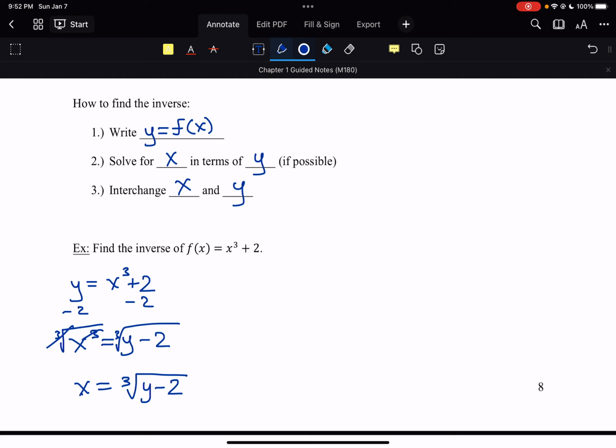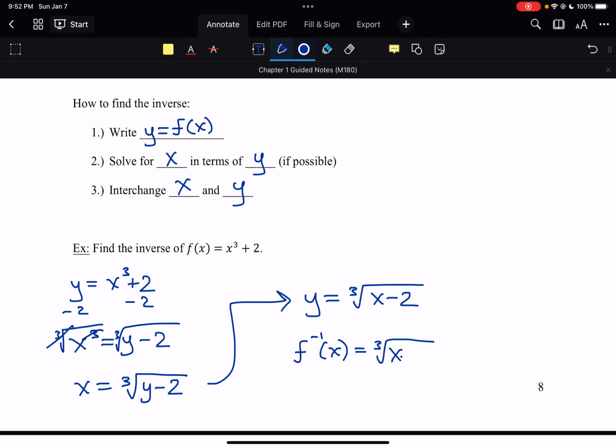Now we've solved for x, and notationally, we're going to switch their labels so that we can say that y equals the cube root of x minus 2. And then we'll rewrite using the inverse notation. So in other words, f inverse of x is the cube root of x minus 2. And that would be our final version of that answer.